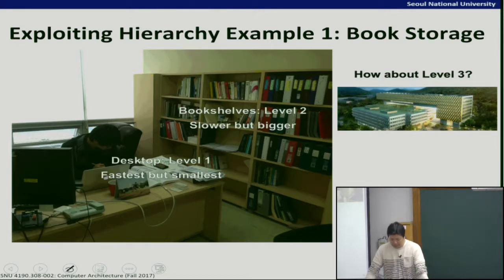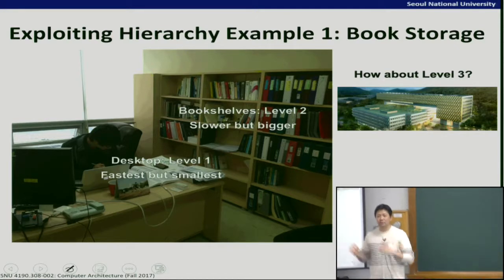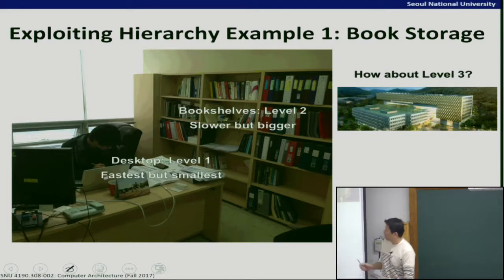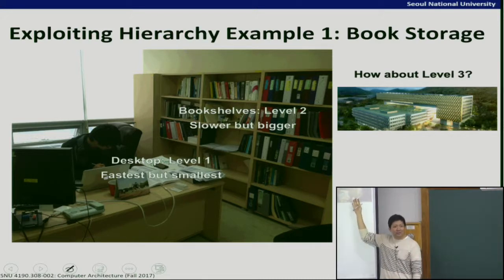Here is an example of book storage. Let's say you want to store some books, right? There are multiple different places you can put your books. Level 1 is on your desk. On your desk, you have some books. Level 2 is maybe a bookshelf in your room. And level 3 is a library. It's far. So level 1 is really cheap.